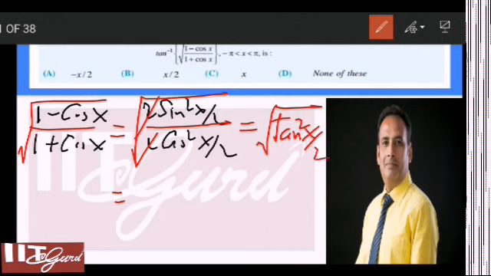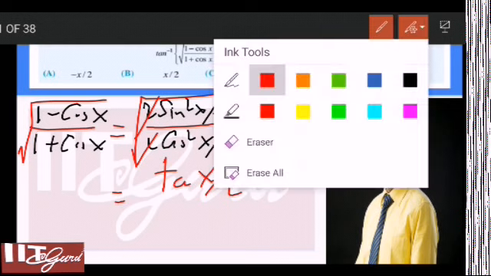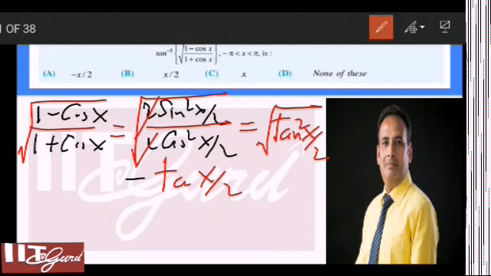Now as it is the square root of tan square x by 2, what do we have to write? Usually students write tan x by 2. So I want to ask whether this step is correct or wrong. Yes, this step is absolutely wrong. How wrong? Because the square root of tan square x by 2, you can't simply write as tan x by 2. If you write this, you will make some flaw.